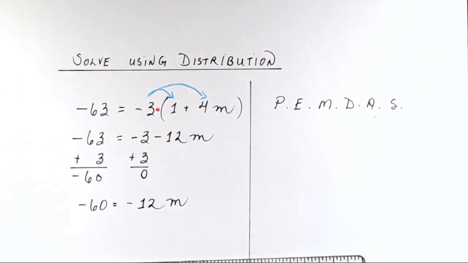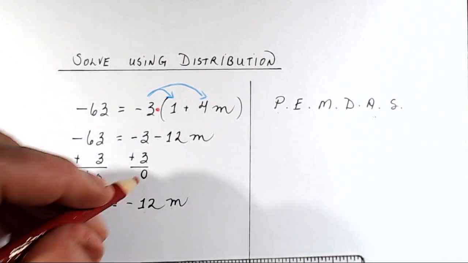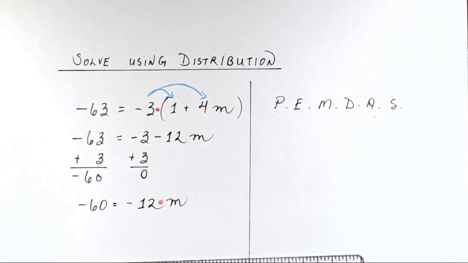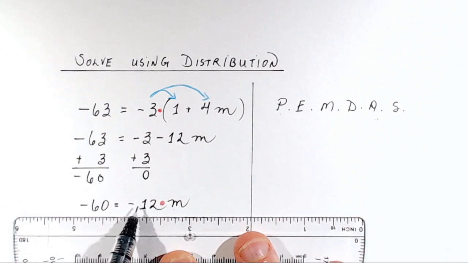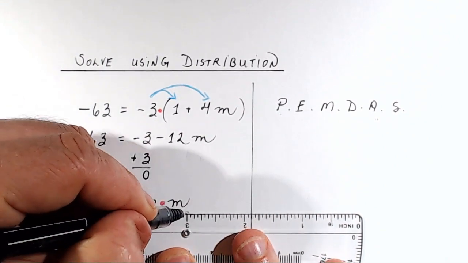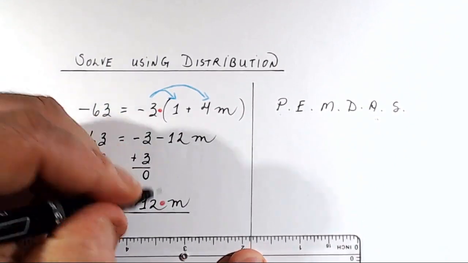And now it is once again important to remember that when you see negative 12 right up against the m, there is an implied, understood multiplication that's taking place. So we have to ask ourselves, if we want to get m by itself, what do we need to do? Well, we currently have m being multiplied by negative 12, so the thing to do is to divide by negative 12.